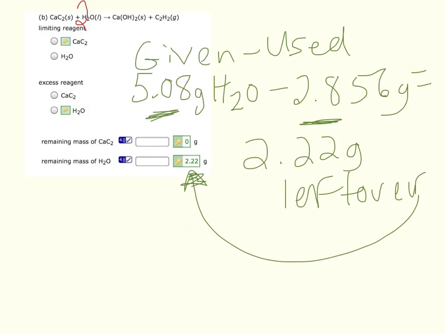And a lot of times when you do a reaction, you have excess of one of them because it makes the reaction go better, faster, or goes to completion. If you put them in the exact proportion, sometimes the reaction doesn't go to completion.